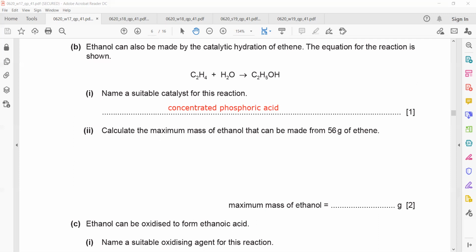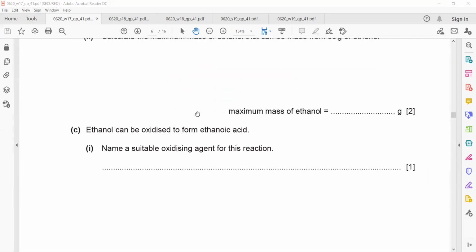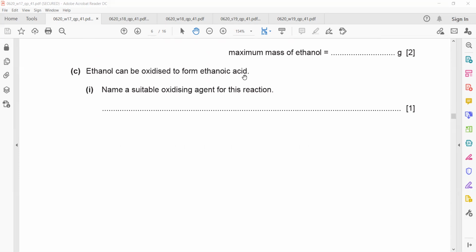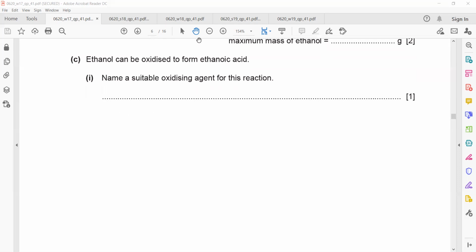Calculate the maximum mass of ethanol made from ethene, that is related to stoichiometry, chapter 4. Ethanol can be oxidized to form ethanoic acid. Name a suitable oxidizing agent. So what do we use as the suitable oxidizing agent? You should mention acidified potassium manganate(VII).